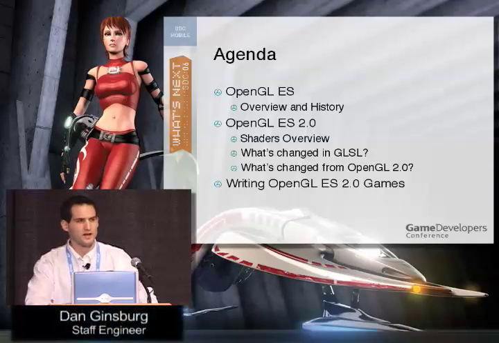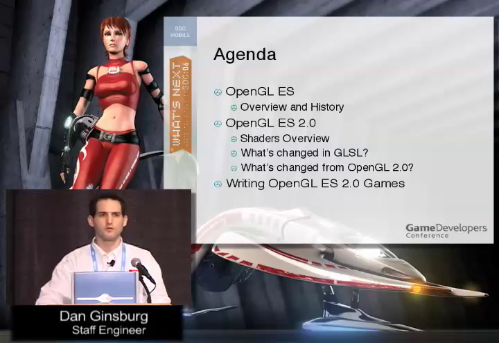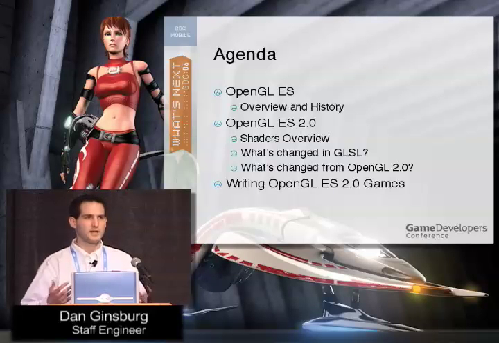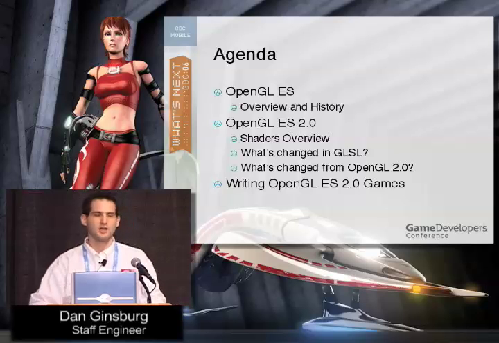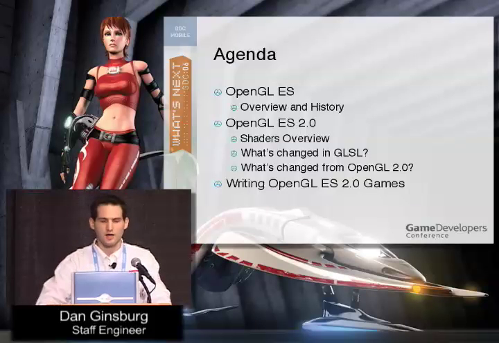So with that said, let me begin with the agenda of what I'll be talking about. First, I wanted to give an overview and history of OpenGL ES. The goal there is, I know many of you are probably very familiar with OpenGL ES, but I just want to set the context for the evolution of the spec and how we have arrived at ES 2.0 and GPU programmability. I'll try to do that briefly.